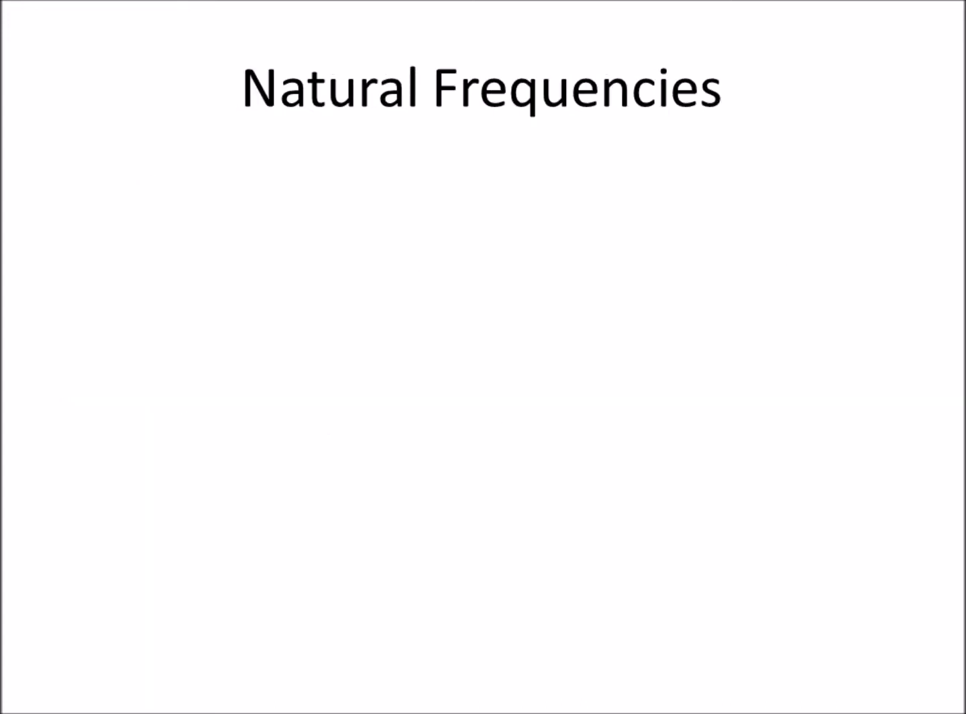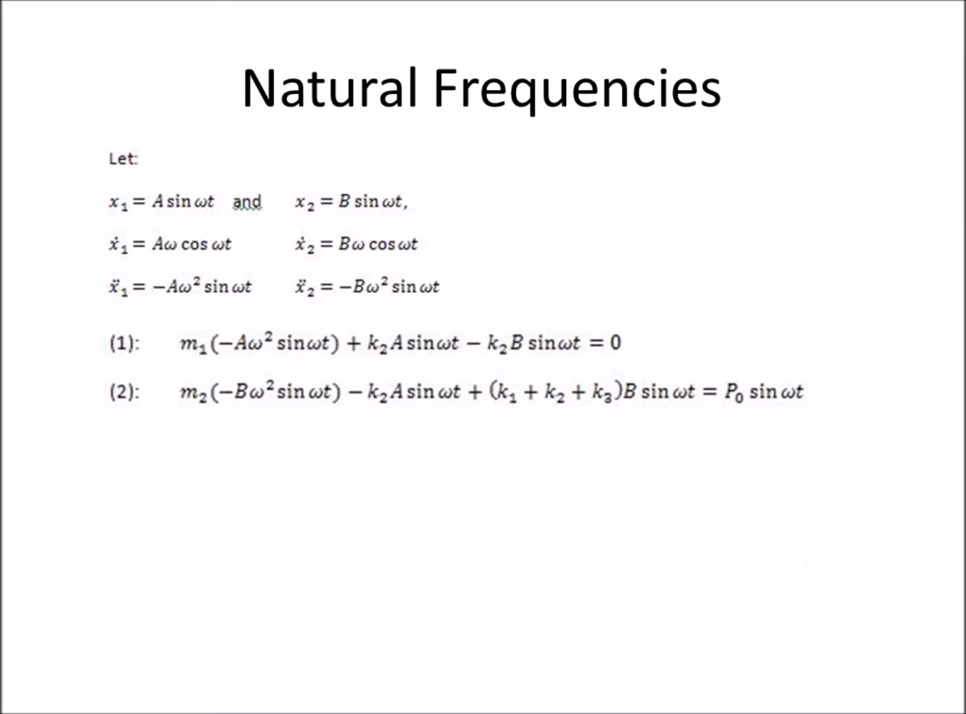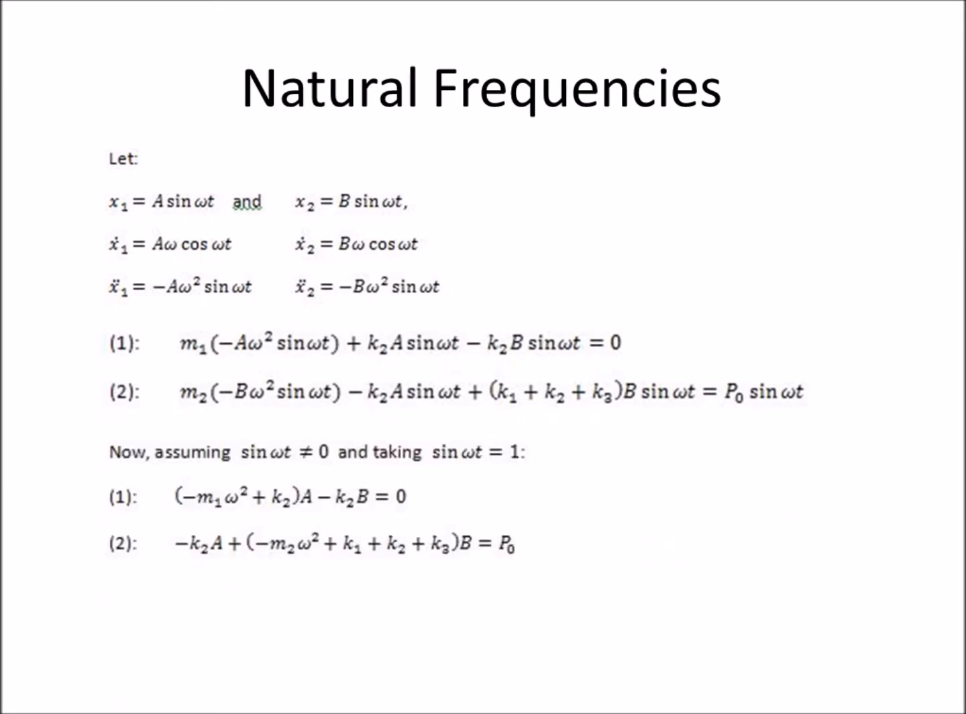For natural frequency, let's assume x1 equals a sine omega t and x2 equals b sine omega t. By differentiating them twice, we obtain the equations for x double dot 1 and x double dot 2. Then we substitute these equations into equation 1 and equation 2. In harmonic excitation, we assume that sine omega t is not equal to 0. So now take sine omega t equals 1 and put them back into equations 1 and 2. We finally obtain the characteristic equation in terms of A and B.